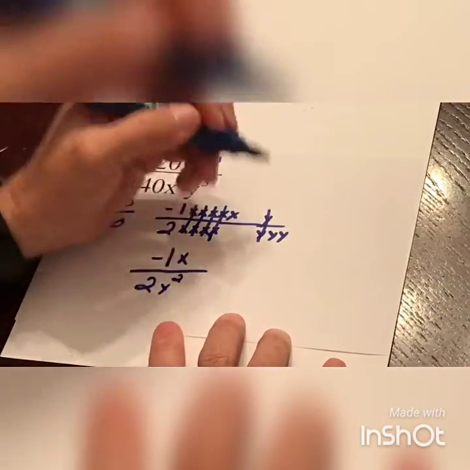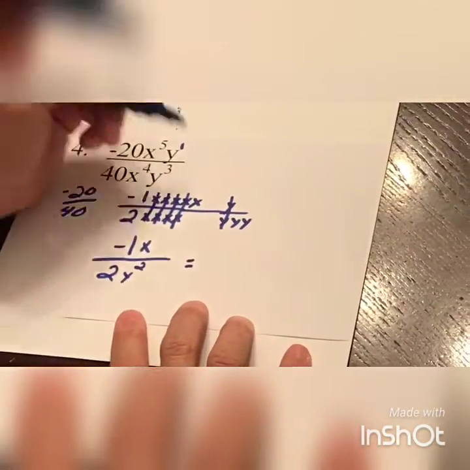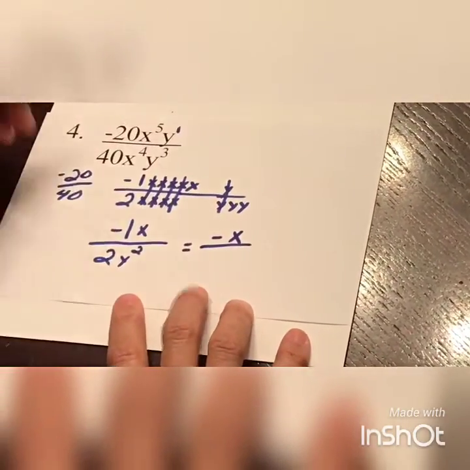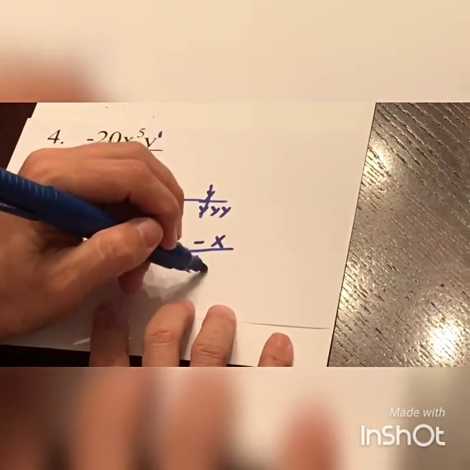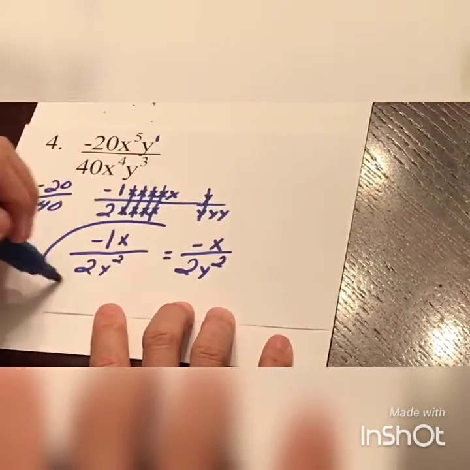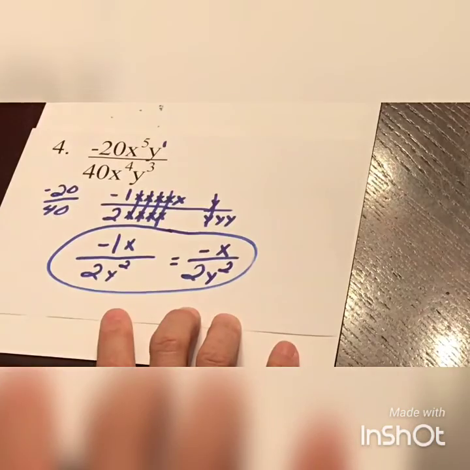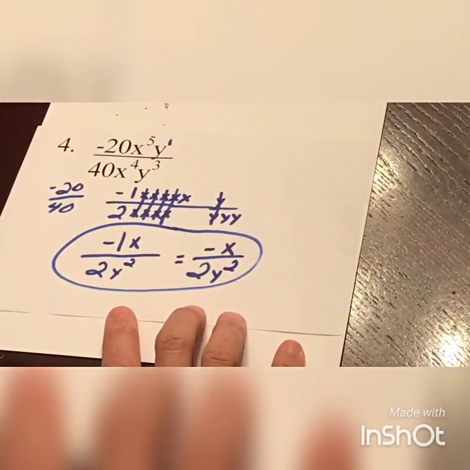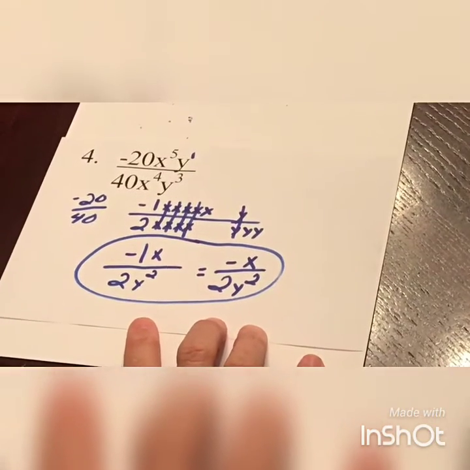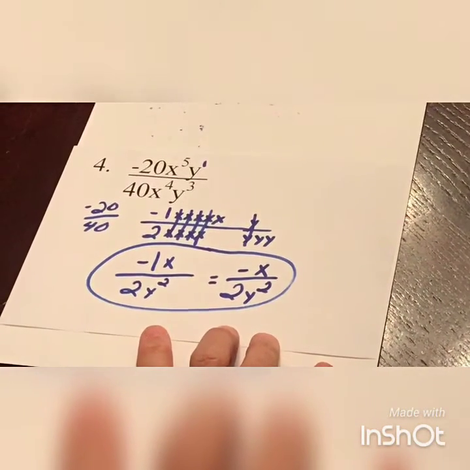With that -1, we can also leave that as our understood -1 and simplify it to -x over 2y squared. Both of these answers will be a perfect full credit answer. Stay tuned for our shortcut on the back, and thank you, everybody.